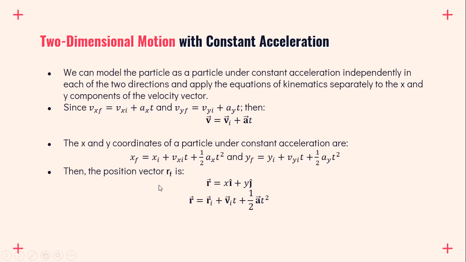Then, therefore, the position vector rf. Sorry, I just forgot the arrow here. And so the position vector r is equal to xi plus yj, which is equal to ri plus vi t plus 1/2 a t squared. So always remember, treat x and y separately. Then if you want to get the total position vector, get the resultant of the two. Combine them like this.